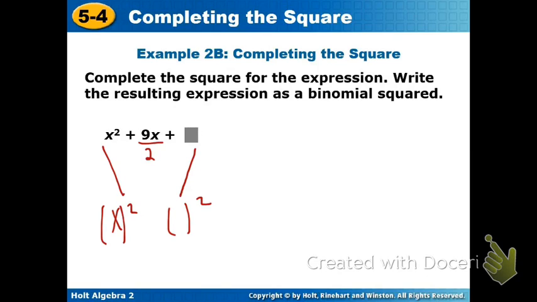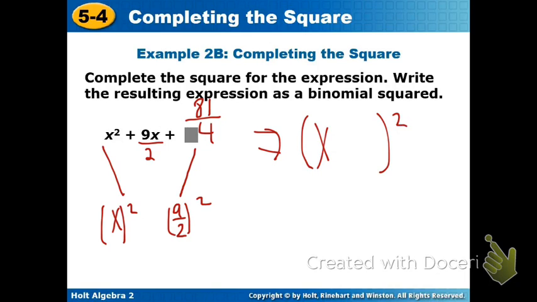So that means we're going to take that 9 over 2, so he's the root, and we're going to square him. So when we square him, what's he going to be up here? Yes, 81 over 4. And there it is. We're going to come over here and put it in the binomial. So the binomial squared, what's going to be inside? X and 9 over 2. And is it going to be plus or minus? Plus. Yes, plus.